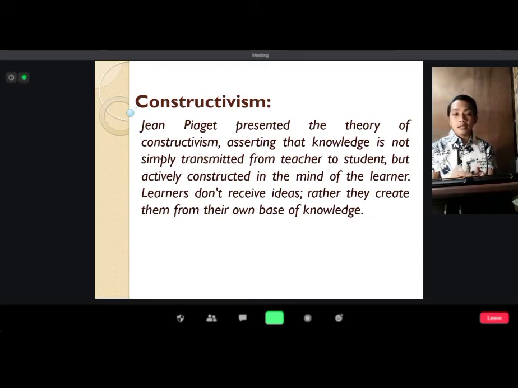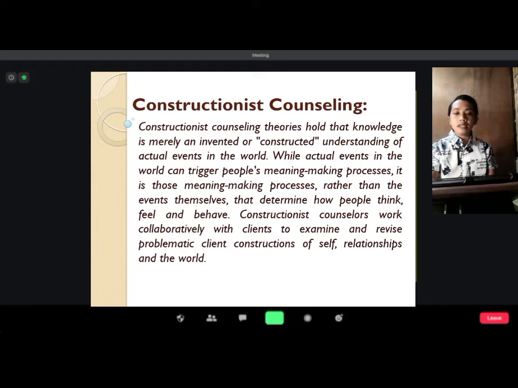So next one is constructionist counseling. Constructionist counseling theory holds that knowledge is merely an invented or constructed understanding of actual events in the world. While actual events in the world can trigger people's meaning-making processes, it is those meaning-making processes rather than the events themselves that determine how people think, feel, and behave. Constructionist counselors work collaboratively with the clients to examine and revise problematic client constructions of themselves and the world.